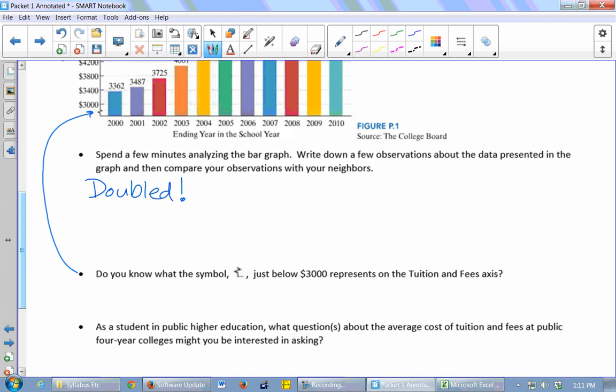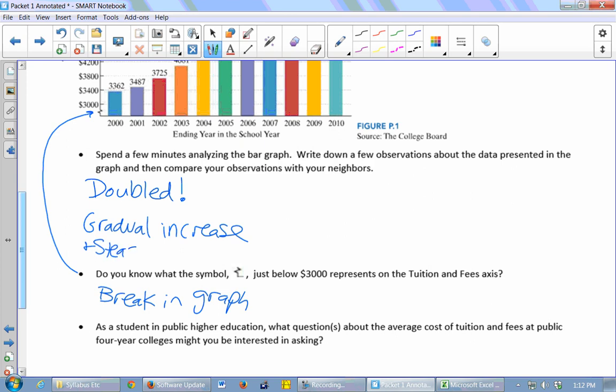Goes up gradually. This meant break in the graph. Gradual and steady. Yeah, okay. Pretty linear. We might not all know what that means yet, but we will.